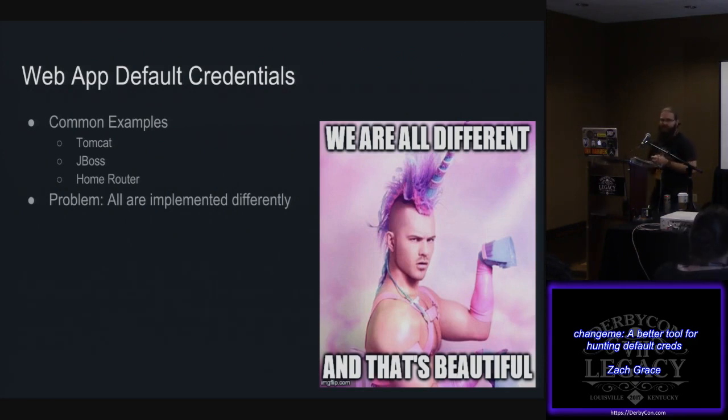Some examples are Tomcat and JBoss. Between those two, logging in to Tomcat uses an HTTP authorization header, and JBoss is a web UI. So just in those two examples, we have vastly different ways of trying to log in and detect these credentials. The problem is that they're all different, they're all beautiful, but they're all different, and it makes it a challenge to scale this out.